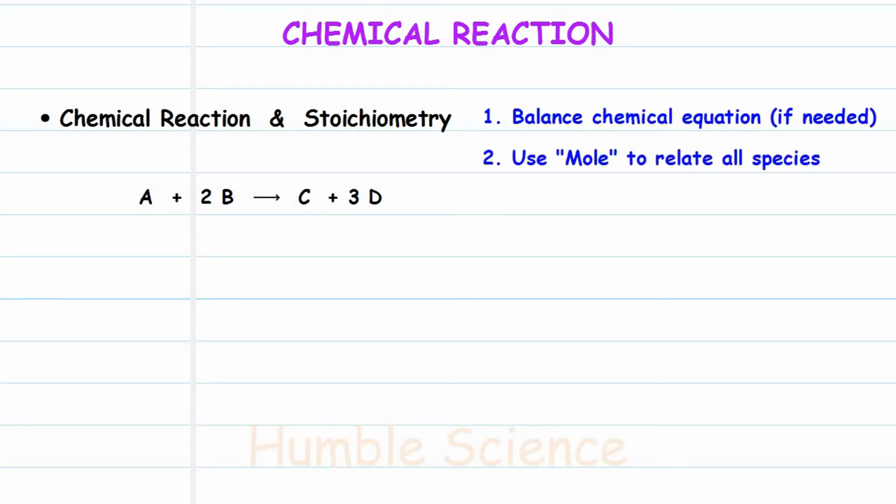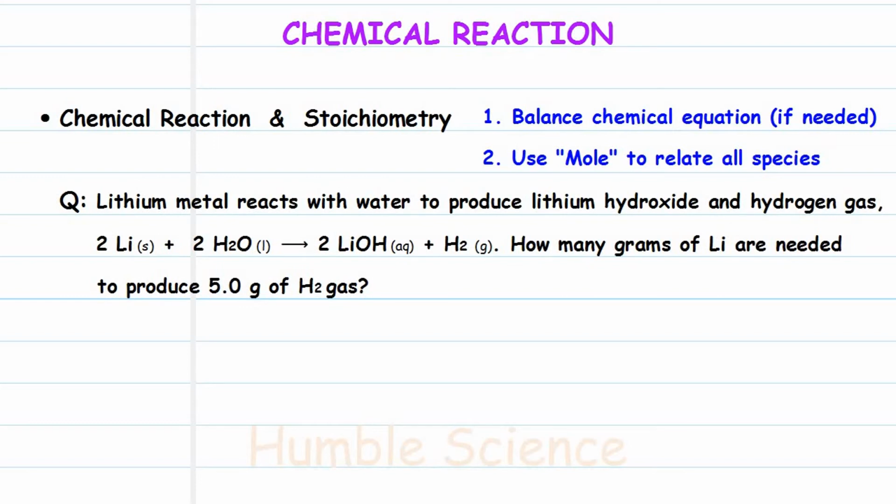When dealing with chemical equations, first we need to make sure that the chemical equation is balanced. Then we can use mole to relate all the species in the reaction: A, B, C, and D. To make this a little more clear, let's take a look at an example. In this question, lithium metal reacts with water to produce lithium hydroxide and hydrogen gas. How many grams of lithium metal are needed to produce 5 grams of hydrogen gas?